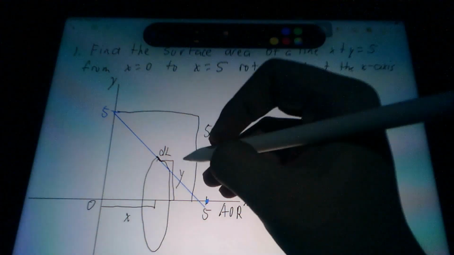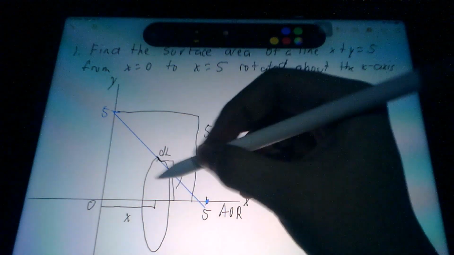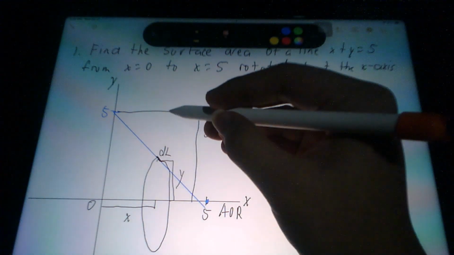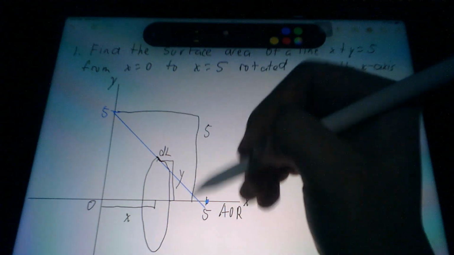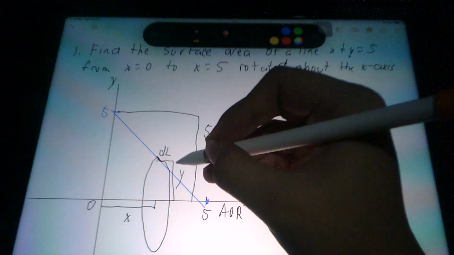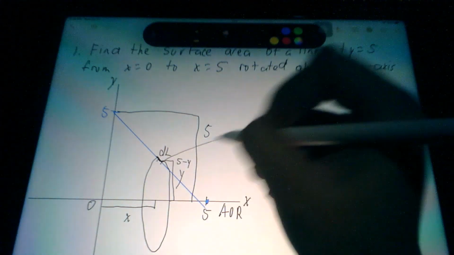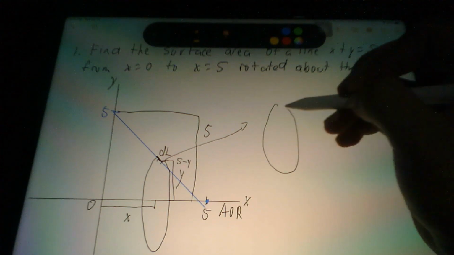So y here, by remembering the formula for this method, I think the bigger height minus the lower height. So let's say y here is just equal to 5 minus y. Now if we take out this strip here, let me show you something more simple here.